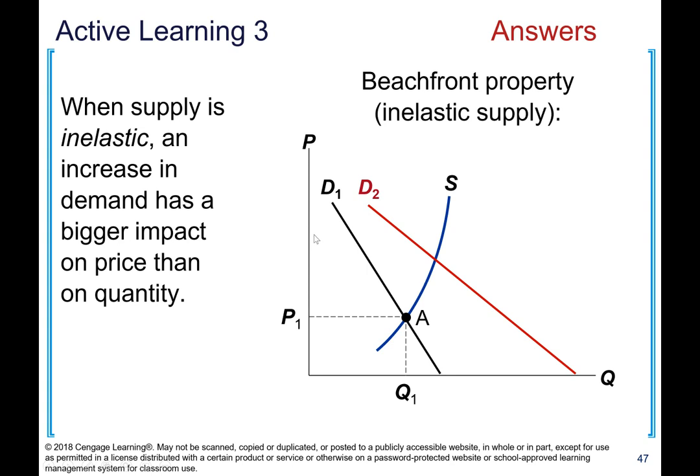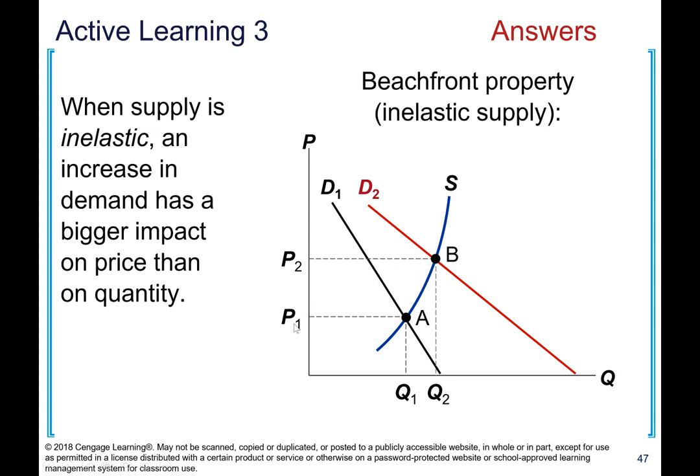Answer. When supply is inelastic, an increase in demand has a bigger impact on price than on quantity, as we can see on the graph for beachfront property.